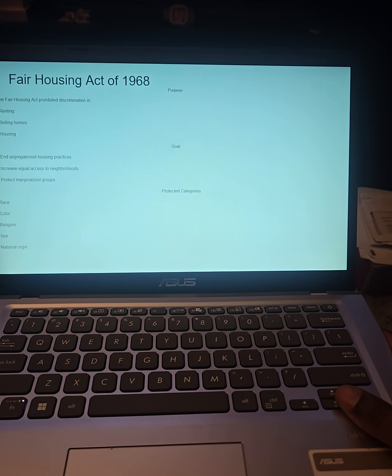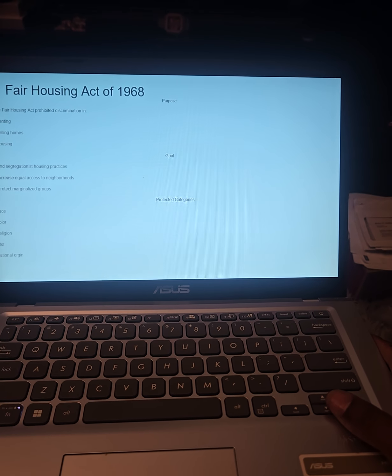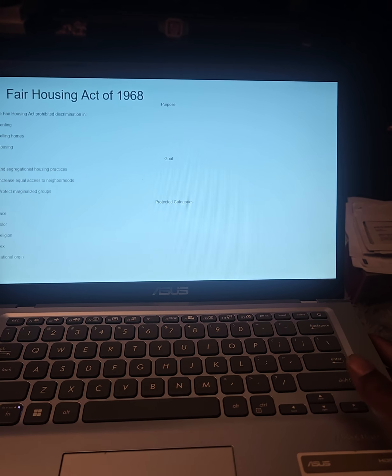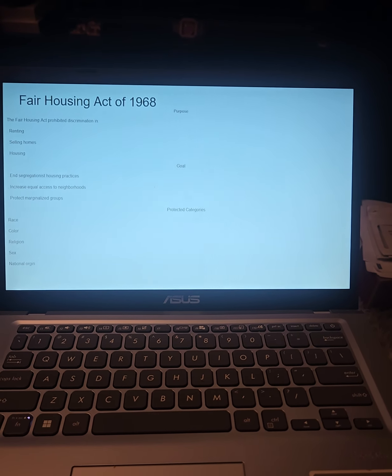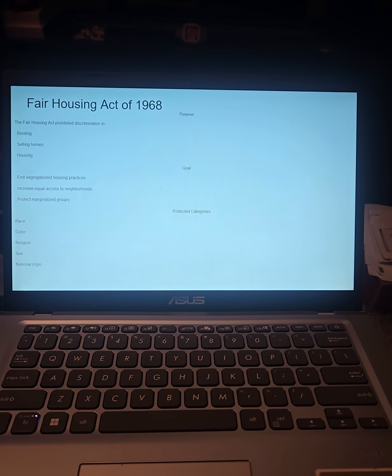Now we're going to talk about the Fair Housing Act of 1968. The purpose of the Fair Housing Act of 1968 is for renting condos, housing, apartments, etc., selling homes when it comes to real estate, and housing opportunities.